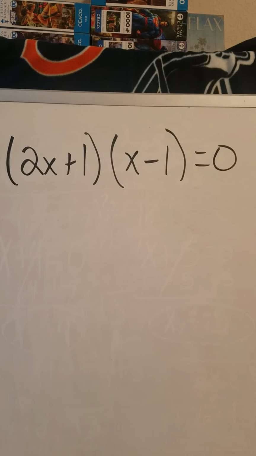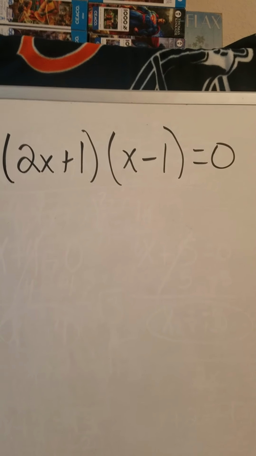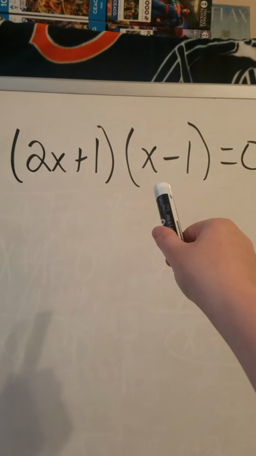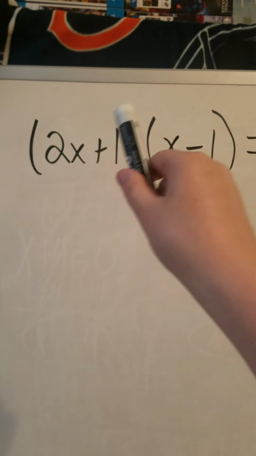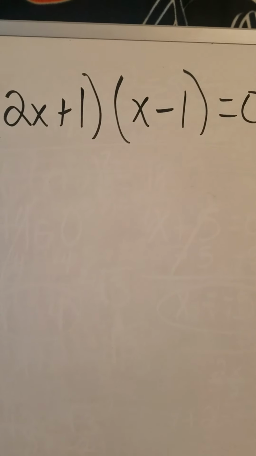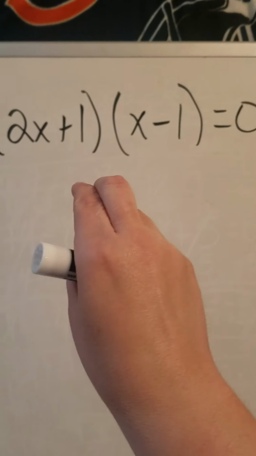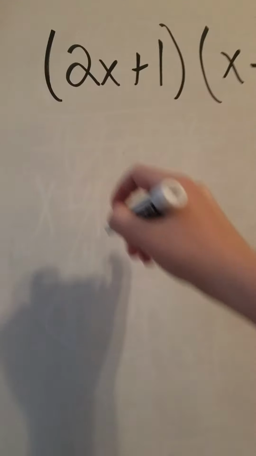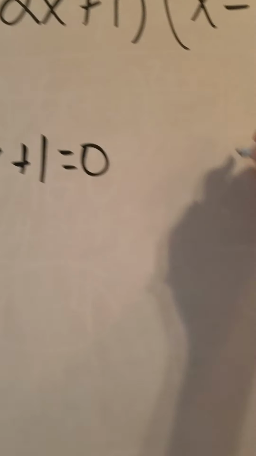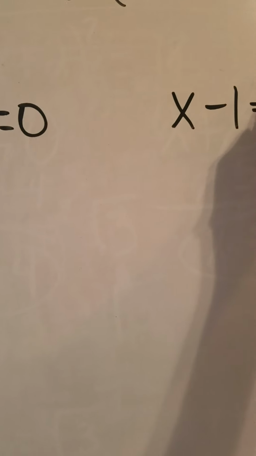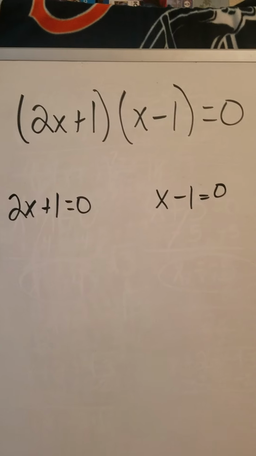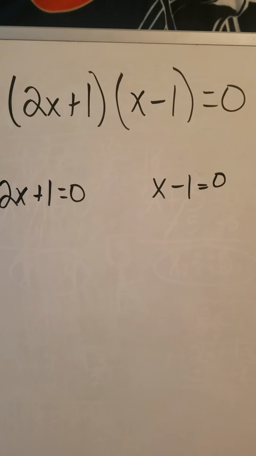Alright, so let's go ahead and do the same thing. We look at what we have so far. We are in factored form because we have two factors in parentheses. We are equal to 0. Since that's the case, we can go ahead and separate our two factors. 2x + 1 = 0. x - 1 = 0. Pause the video if you need to take a minute to write this down.